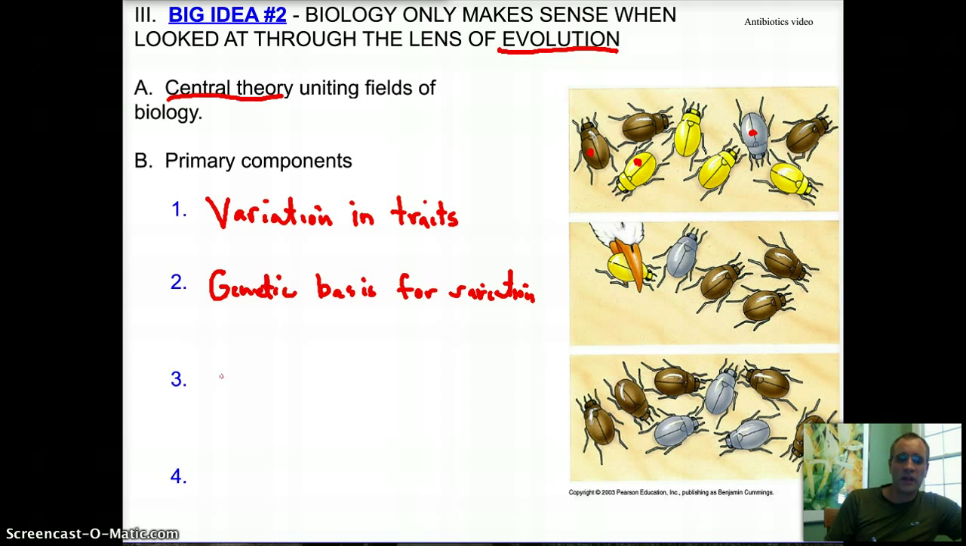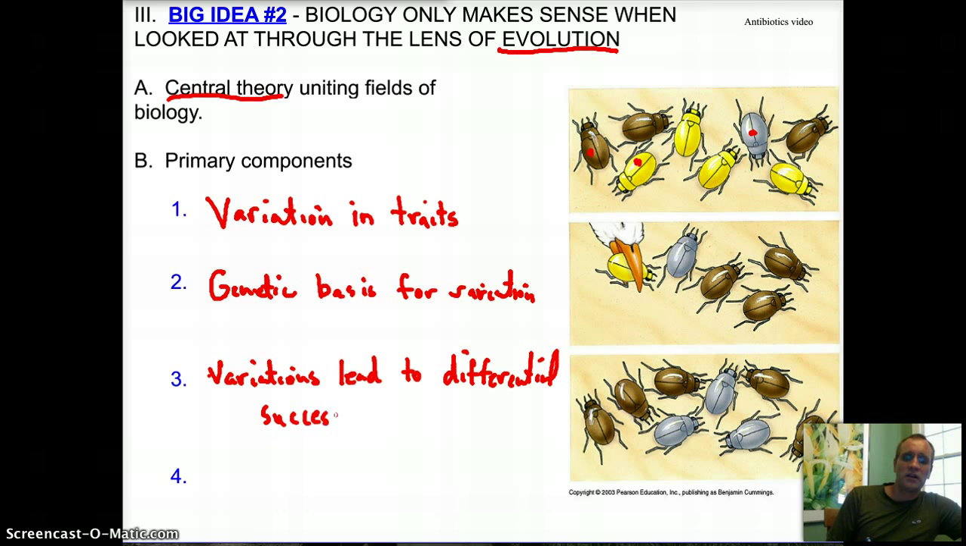The third is that variations lead to differential success in reproduction and survival. Lead to differential, that means different, differential success in reproduction and survival.